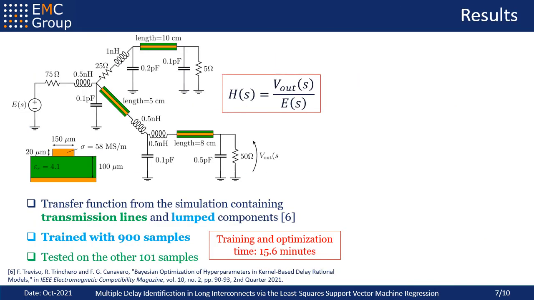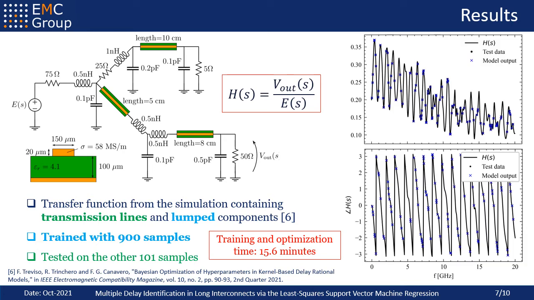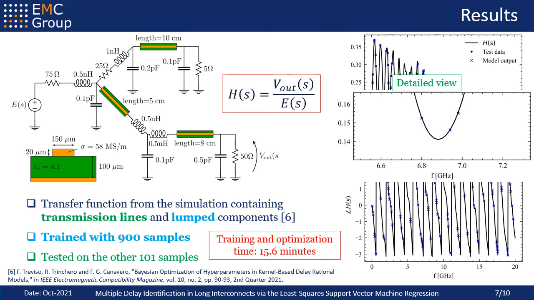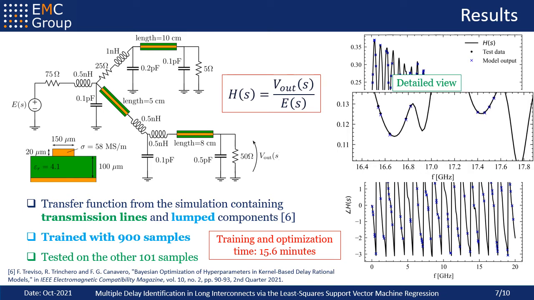To exemplify that, we can apply this method to the transfer function of this structure with multiple transmission lines and lumped components. We use 900 samples to train the model in 15.6 minutes and use another 101 different samples to test the model. The resulting model is accurate, as you can see here, and also in the detail of some of those samples to see that the accuracy of the model is good.